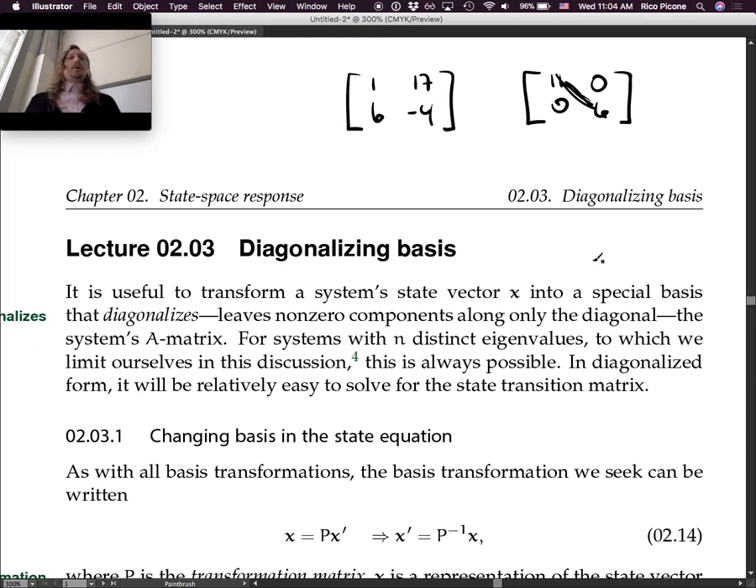In diagonalized form, it will be relatively easy to solve for the state transition matrix, which is why we're doing this. It's one of the reasons. Having a diagonalized state space representation is useful for some other reasons, but our main motivation right now is to find the state transition matrix, which, as you might recall, and as your homework may be proving to you, finding from the series definition is not that fun. So this is the preferred way. This is why I'm introducing this here.